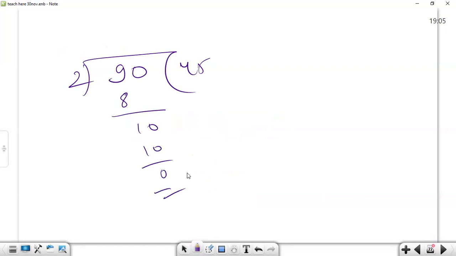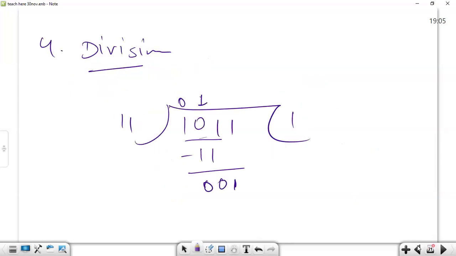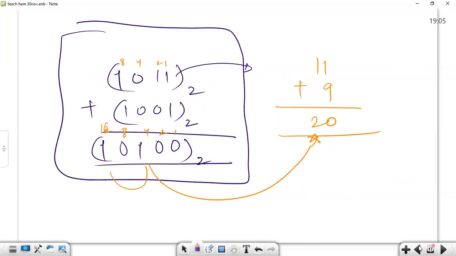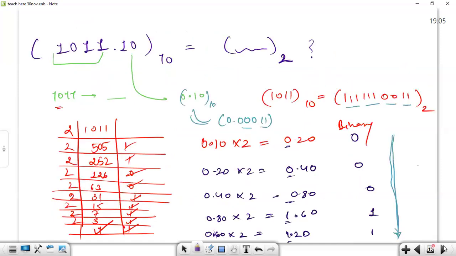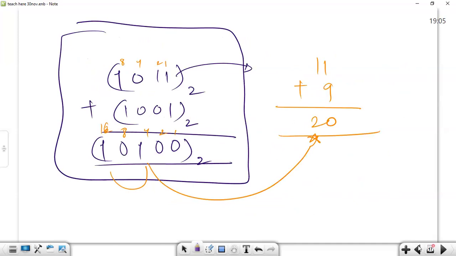My suggestion to you for division or any other algebraic operation in which you are facing difficulty: convert the binary first to decimal, then solve it, then convert the answer back to the binary number system. Okay, clear? Any doubts? No, sir. Addition and subtraction are mostly asked, and if multiplication or division is there, then convert them to the decimal number system.